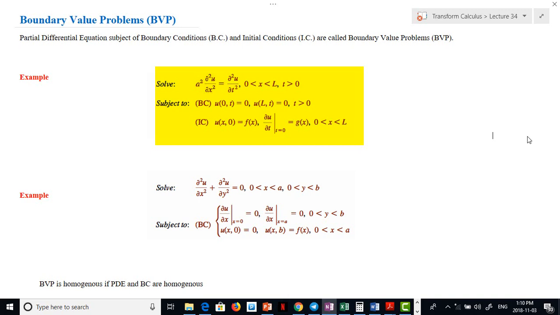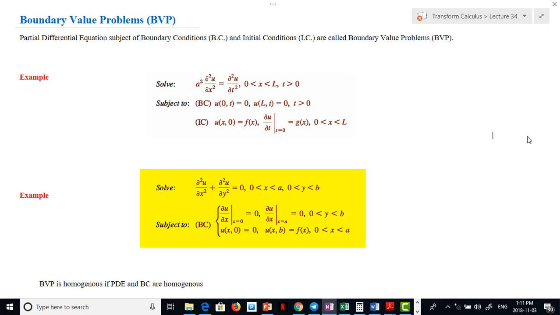Why? Because we have a partial differential equation, as you can see here, and we have boundary conditions. The boundary conditions say that u of 0 and t is equal to 0, u of L and t is equal to 0, and we have initial conditions as well. So we have u of x at time equal to 0 is f(x), and the derivative of u with respect to t at t equal to 0 is equal to g(x). So it's one boundary value problem.